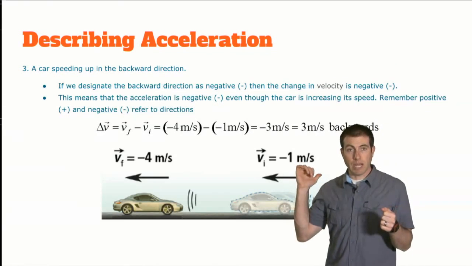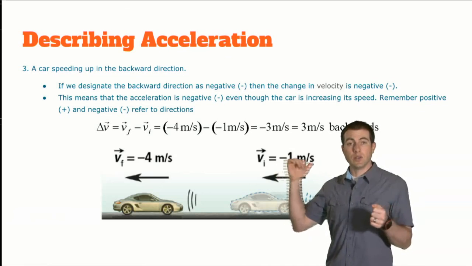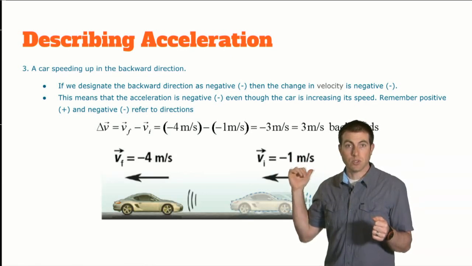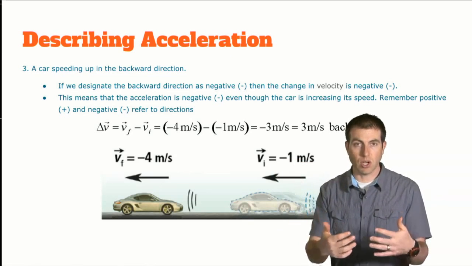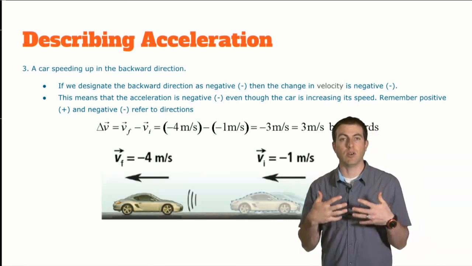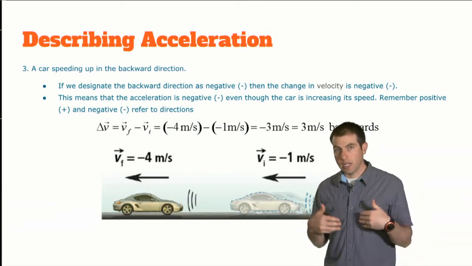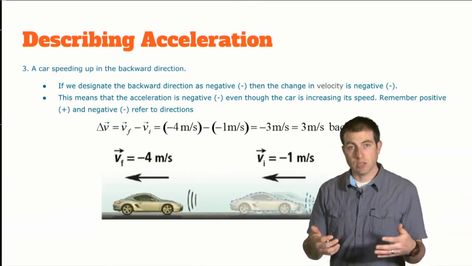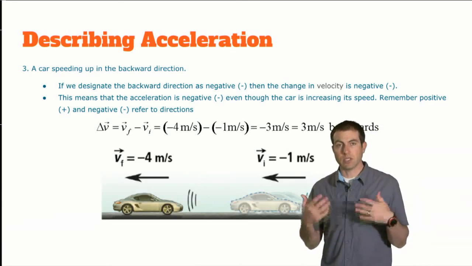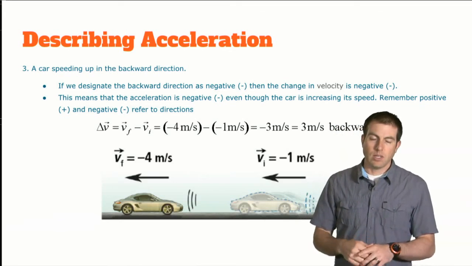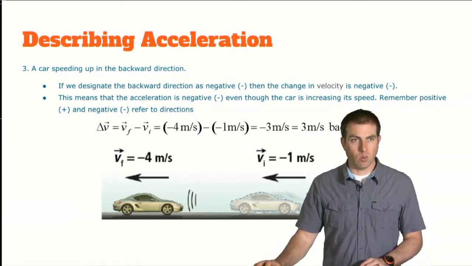Your velocity is backwards. Your acceleration is backwards as well. You started at 0, you started at a stop, and you increased your velocity going backwards. So both your velocity is negative and your change in velocity is negative, so your acceleration is negative. The last one is the complicated one.